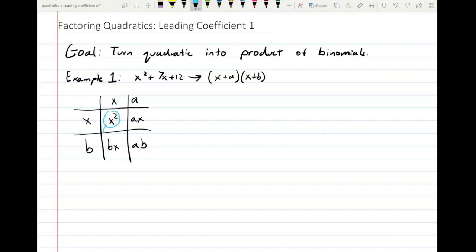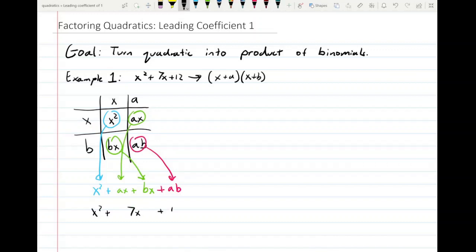So we've got x squared plus ax plus bx. And here I'm using different colors to represent different degrees, plus ab. And remember, we want this to be equal to x squared plus 7x plus 12.